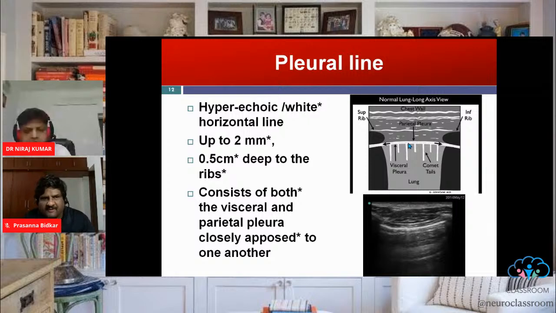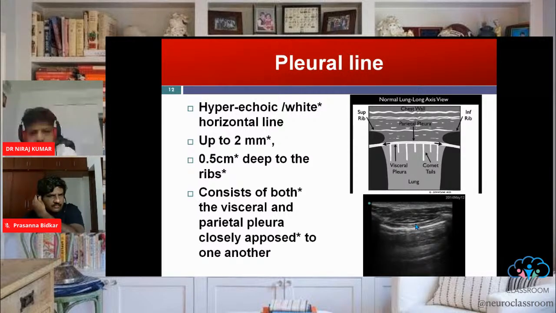If you can recognize, this pleura consists of two layers. One is the parietal pleura above, and the other is the visceral pleura below. And there is a very, very thin interpleural space between the two. So try to recognize this bright hyperechoic line, that is the pleura. And always remember that it contains both layers, the parietal pleura and the visceral pleura, that are opposed to each other. There is no significant space between the two.